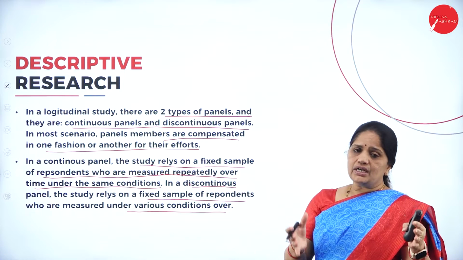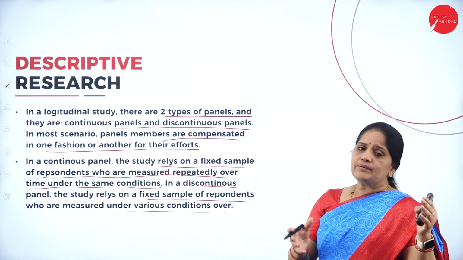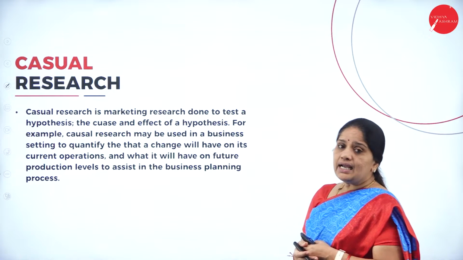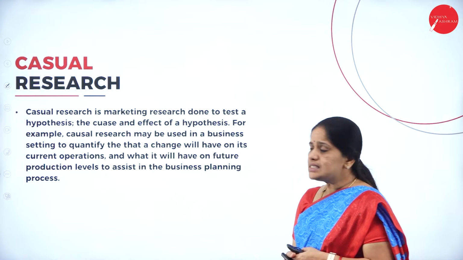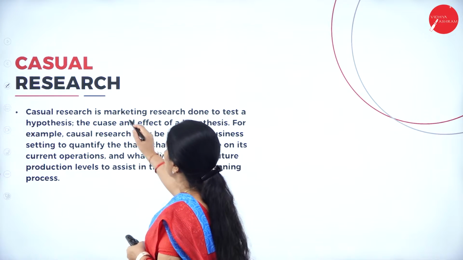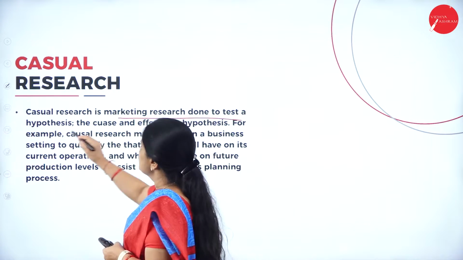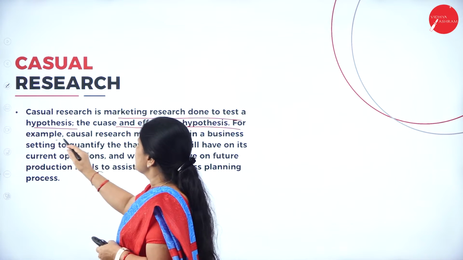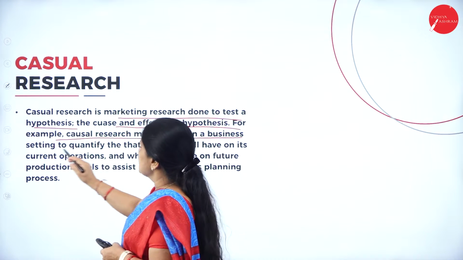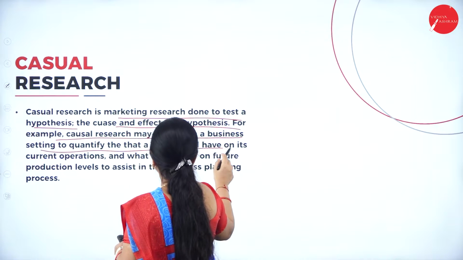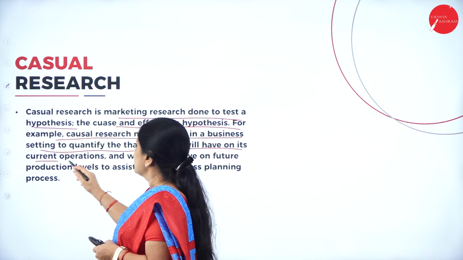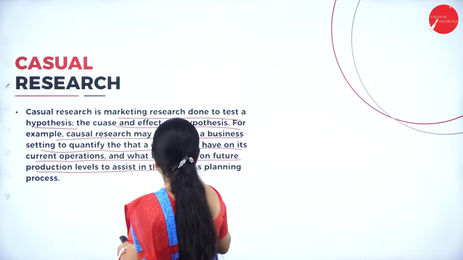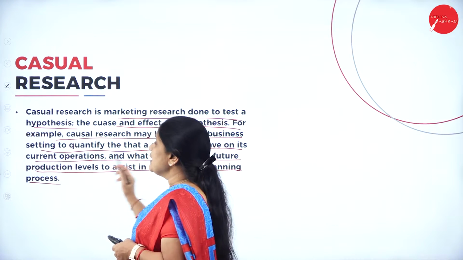So, when you have the control group, you just study them under the various conditions. The last one is the causal research. Now, what is this causal research? It is the marketing research done to test a hypothesis, the cause and effect of a hypothesis. For example, causal research may be used in a business setting to quantify the effect a change will have on its current operations and what it will have on future production levels to assess the business planning process.